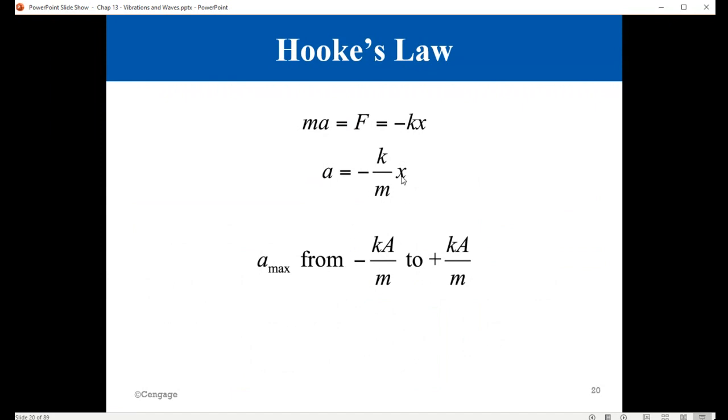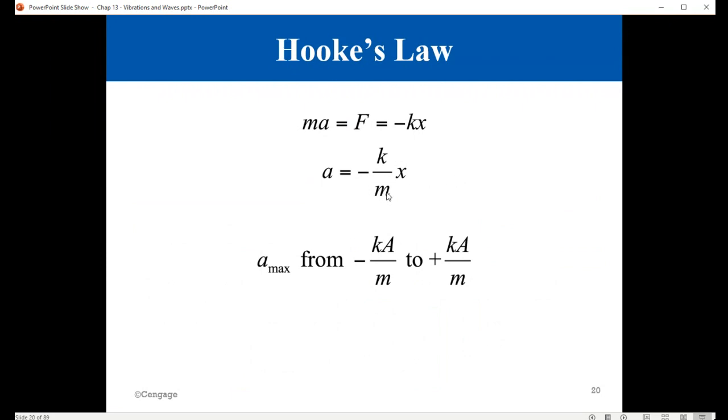Again, I'd like to stop a little bit here on this equation to understand what's going on. First, the minus sign. The minus sign just tells us that the acceleration will always be opposite to the displacement. The acceleration of the oscillating mass attached to the spring will always have a direction opposite to the displacement x. If x is to the right, acceleration will be to the left. If x is to the left, acceleration will be to the right.